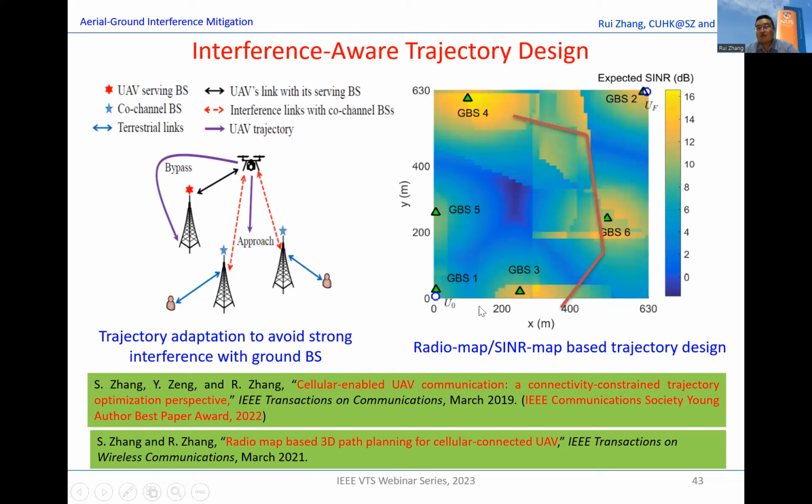So in this case, we design the UAV trajectory to bypass the high interference regions. This way we can also help the UAV improve its SNR performance in the satellite network. That means it is more robust to ground-to-air interference. But you may wonder where this radio map comes from. Who gives us such information? At the initial setup, you have no knowledge over the space, the SNR distribution.